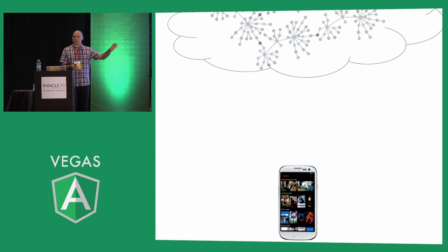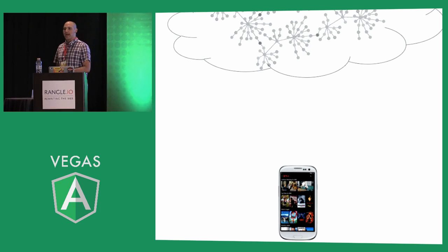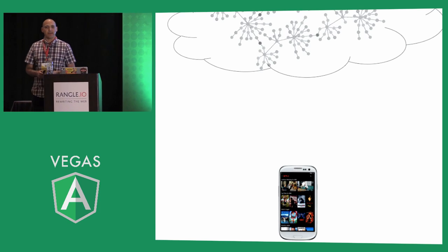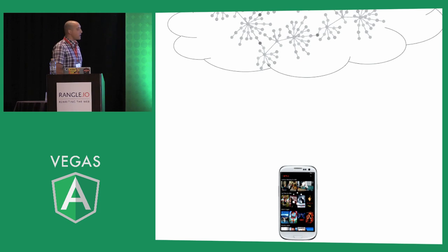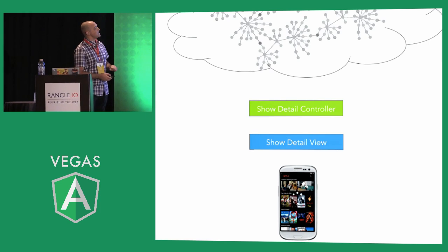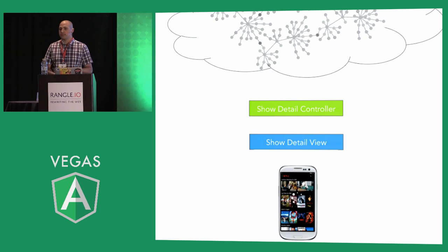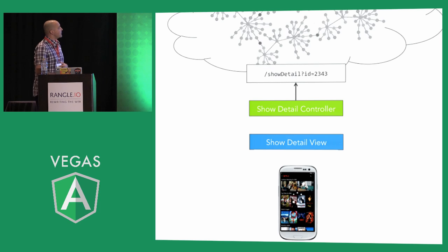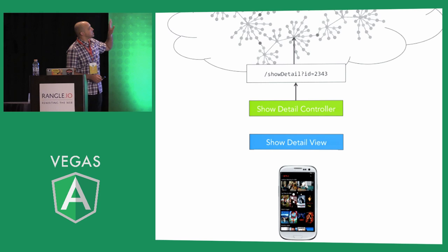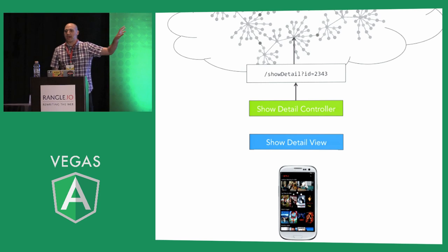Let's take that simple interaction we saw earlier about me selecting a title and then seeing details about that title. So I click on a title, and then we create a show detail controller and a show detail view. Now, if you're writing the controller, what you want to do as a developer is grab just the smallest amount of data you can from the cloud in order for the view to do its job, which is display information about that title, right?